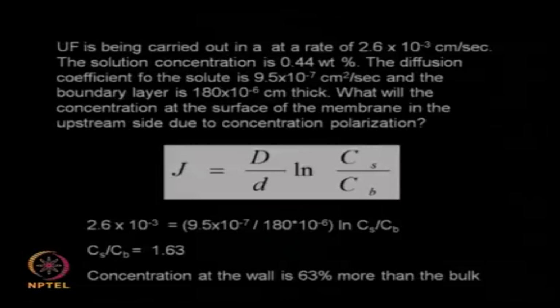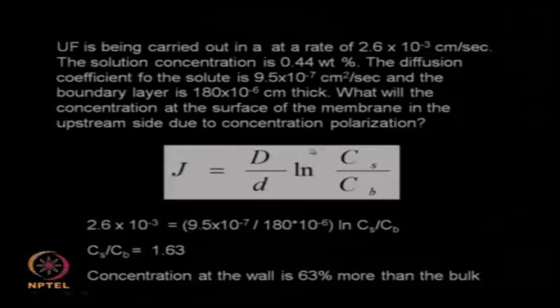Imagine I am performing an ultrafiltration process and the rate of the process is 2.6 times 10 to the power minus 3 centimeter per second. The solution concentration is 0.448%. The diffusion coefficient for the solute is 9.5 times 10 to the power minus 7 centimeter square per second. You note that the units for the diffusion coefficient are distance square per time, do not forget that, and the boundary layer is like this. What will be the concentration at the surface of the membrane on the upstream side due to concentration polarization?